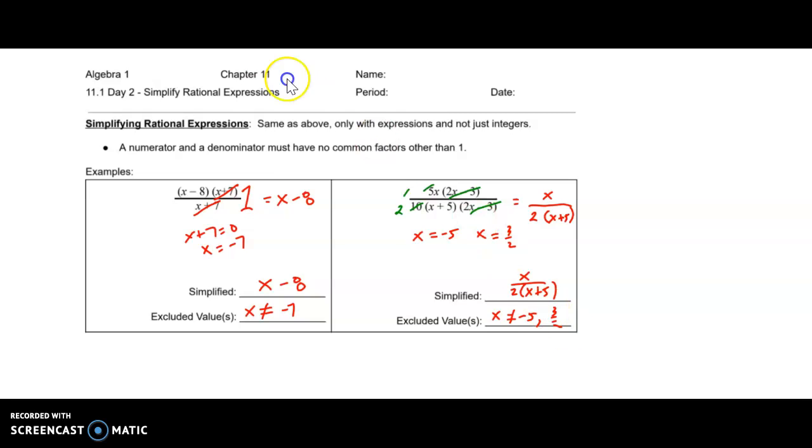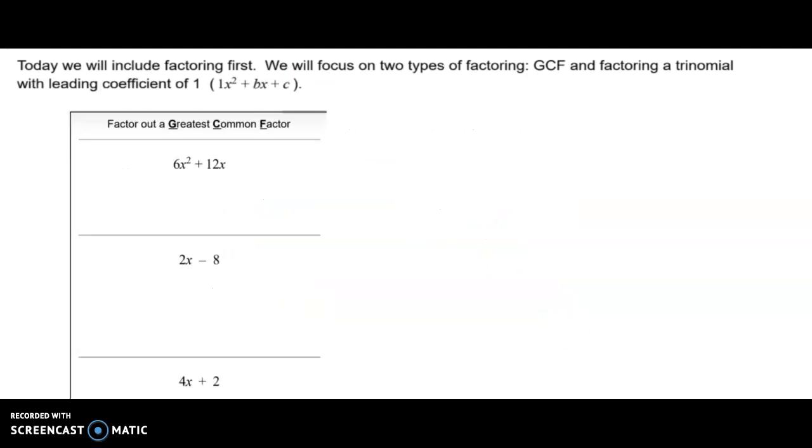And so we're going to do a bit of an extension today. It says today we're going to include factoring first. So this is stuff from the beginning of second semester. I know it seems like that was quite a while ago. All right, but we're going to use two types of factoring. We're going to use greatest common factor. Remember, that's GCF. And we're going to factor a trinomial with a leading coefficient of 1.